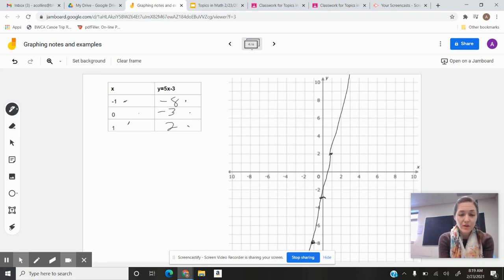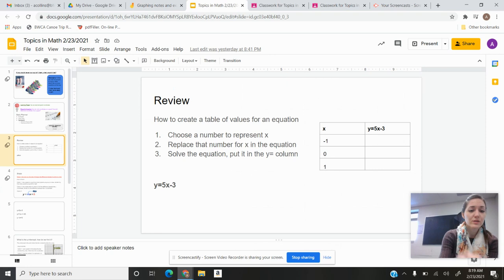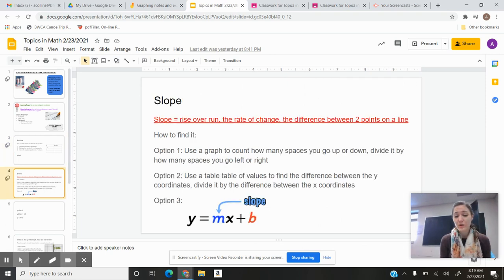All right, this is going to lead into what we need to do today, the new material. We're talking about slope and y-intercept, and we're going to go ahead and start with the slope. You've probably heard of slope before in your other math classes, and slope is just rise over run. It could also be defined as the rate of change. It could also be defined as the difference between 2 points on a line. There are a few different ways that you can find slope. And there's not really like a best way.